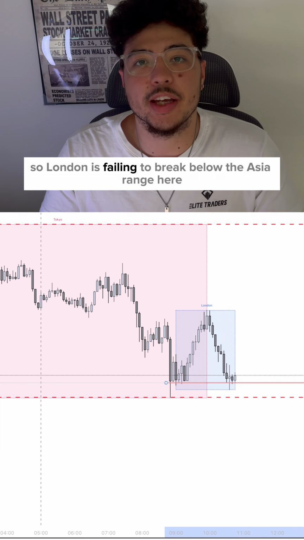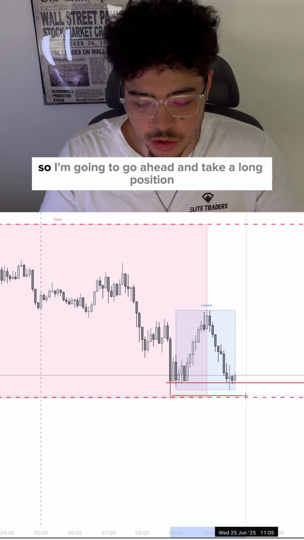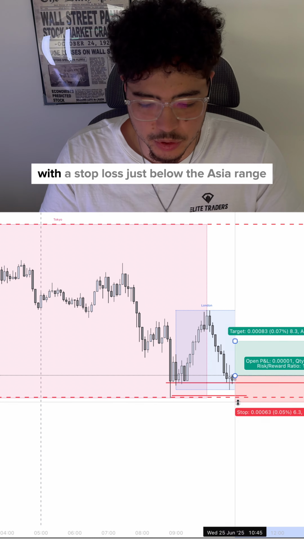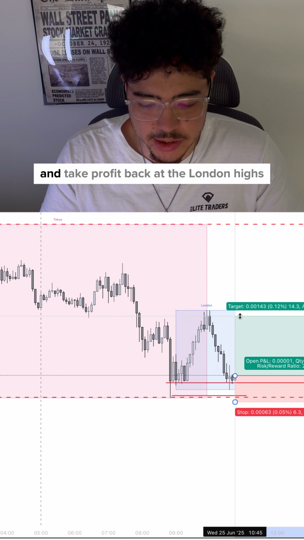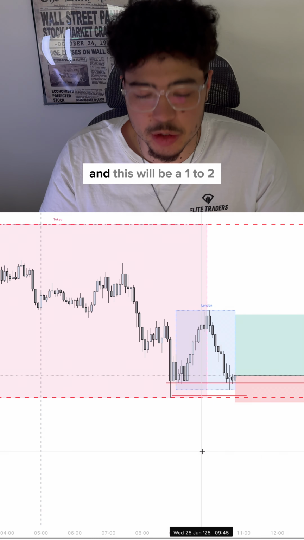Okay, so London is failing to break below the Asia range here, so I'm going to go ahead and take a long position with a stop loss just below the Asia range and a take profit back at the London highs. And this will be a 1 to 2.